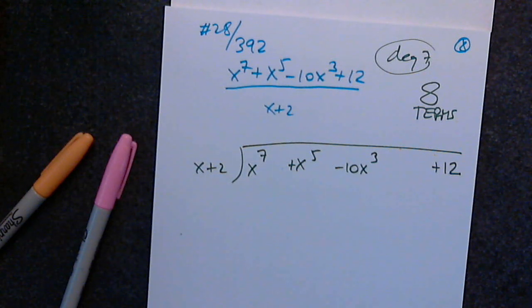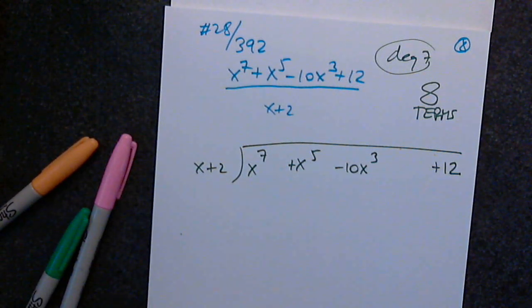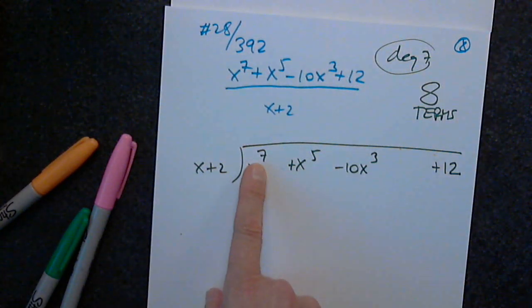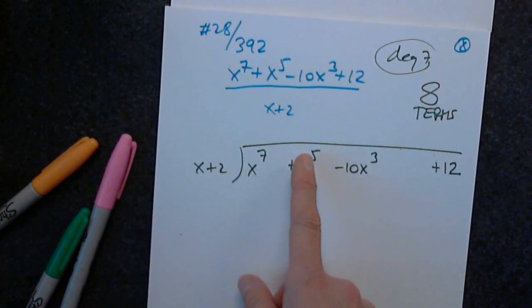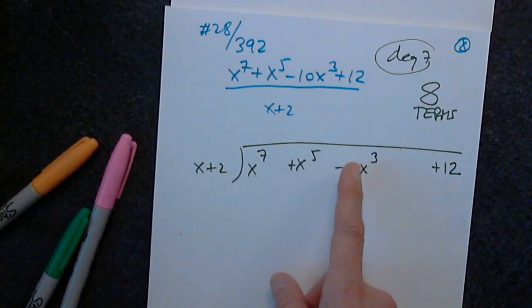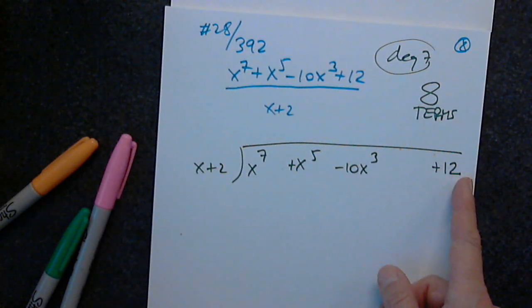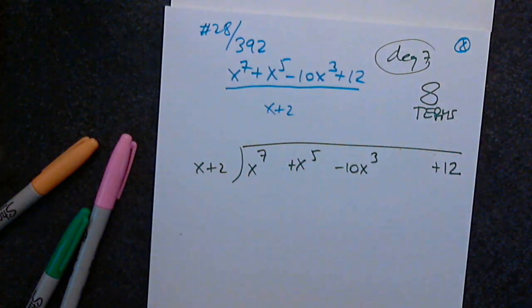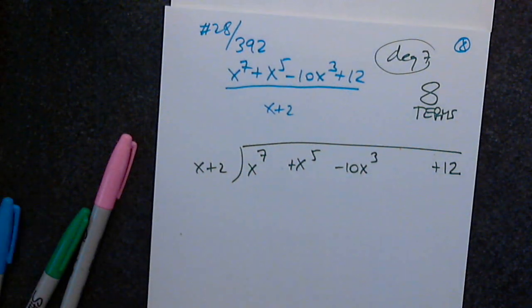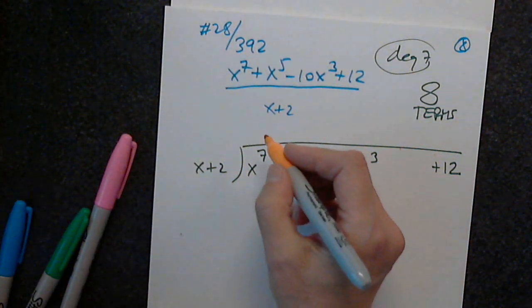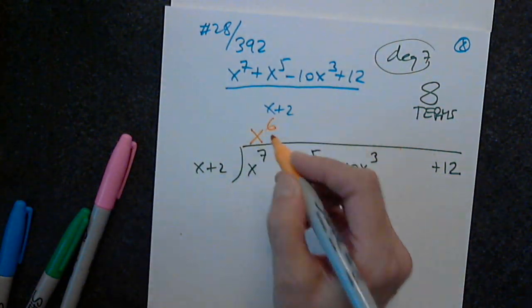So the first question is, yes? The whole space in between. So this is degree 7, degree 6 is missing. Degree 5, degree 4 is missing. Degree 3 is there, degree 2 is missing, and degree 1 is missing, and degree 0 is there. Perfect. So x times what is x to the 7th? X to the 6th. Good.